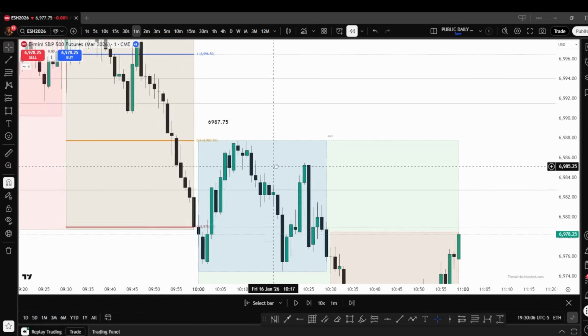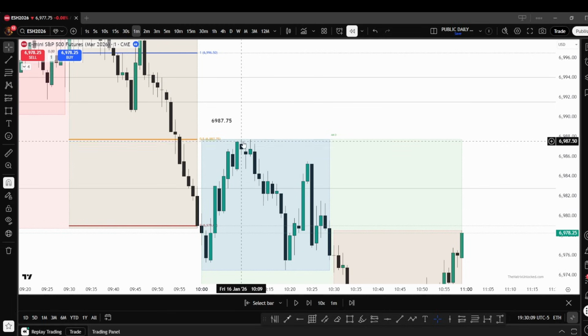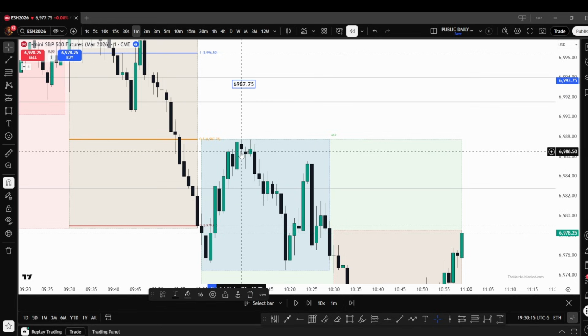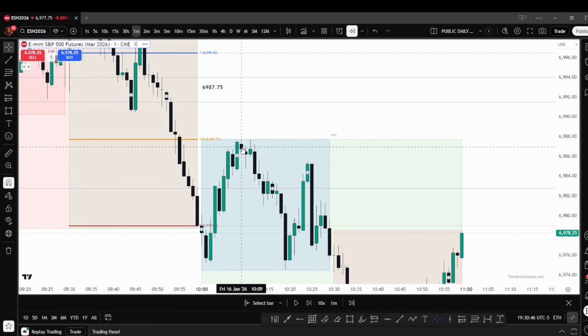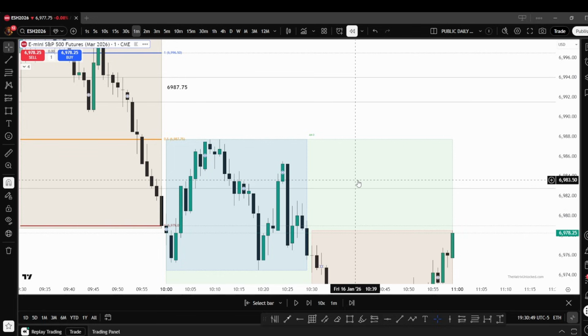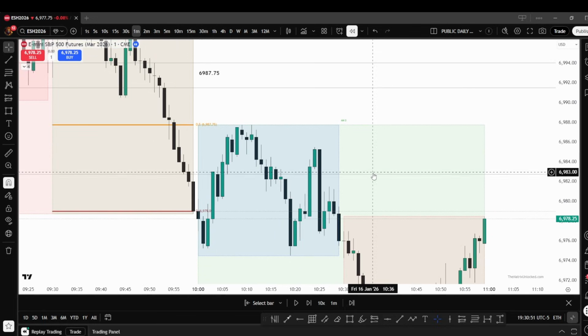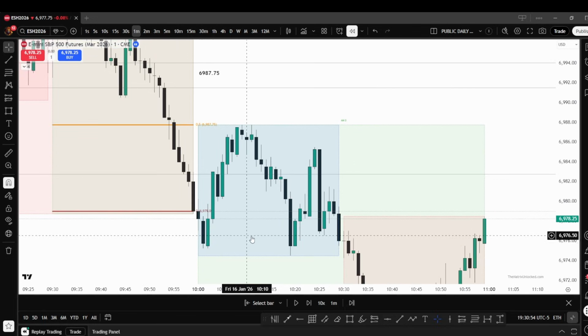Well, let's look at the high that was formed right here. And what I'm going to do is put that price level here. Now I want you to look at the high. The high of the 10 o'clock is exactly 6987.75, to the tick. And this is what we meant when we said Friday ES was cleaner. This is algorithmic for me. This is the thing that I love to see.